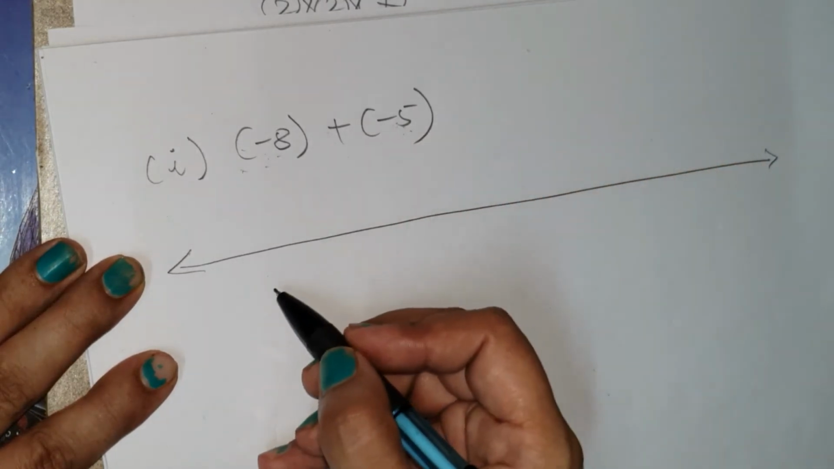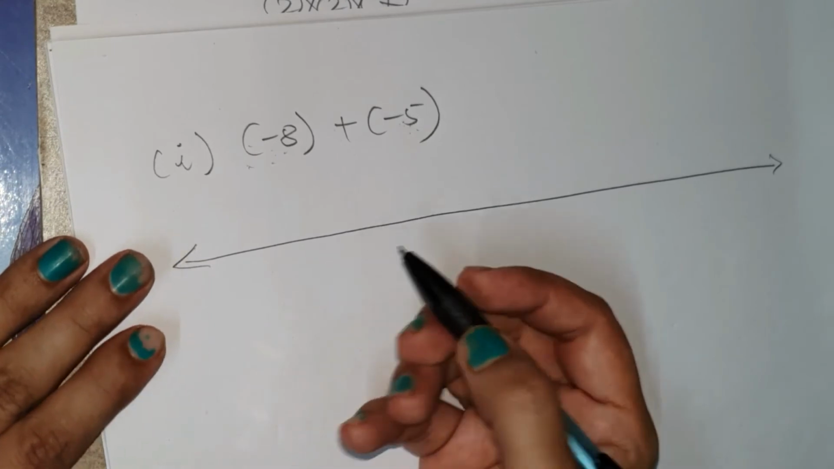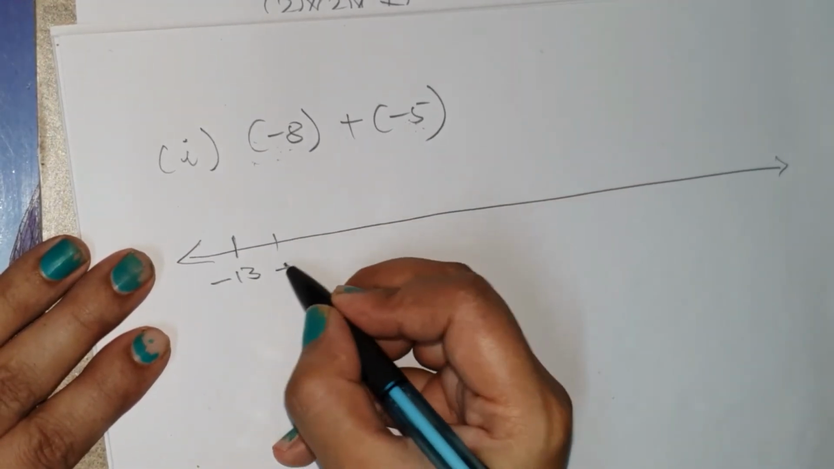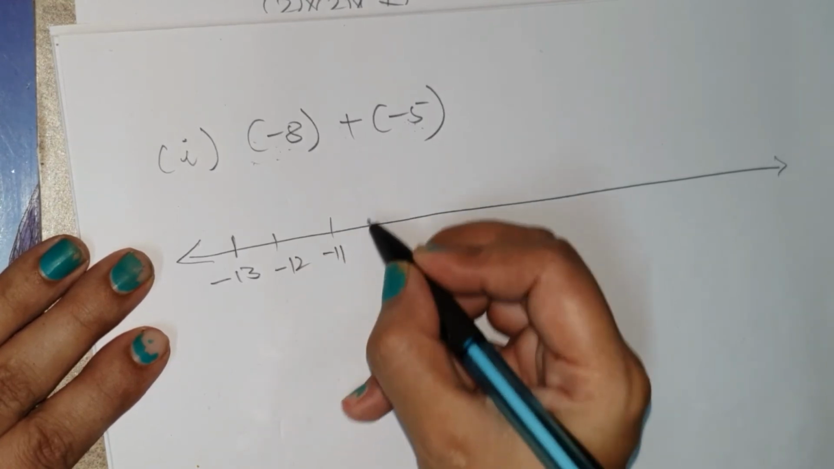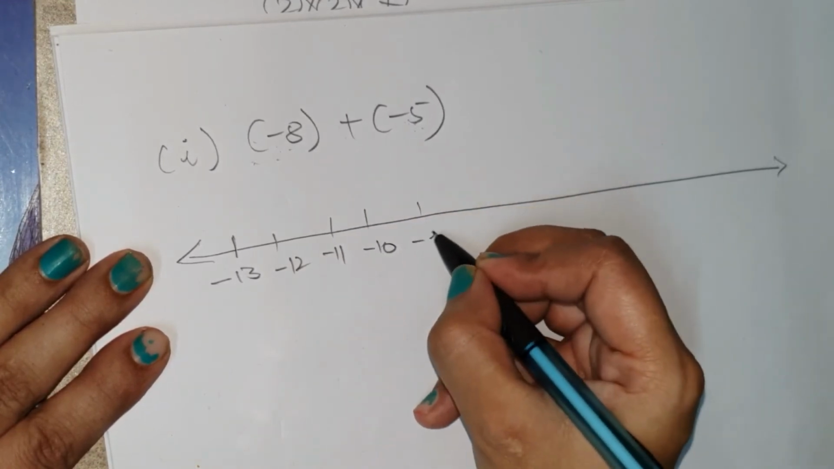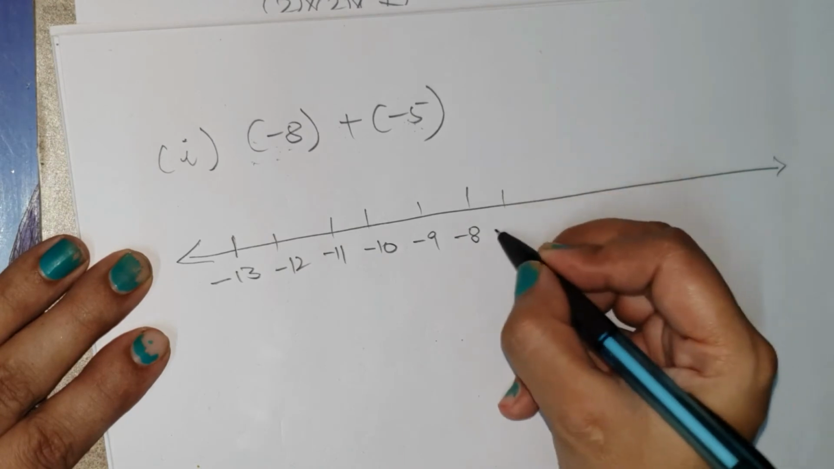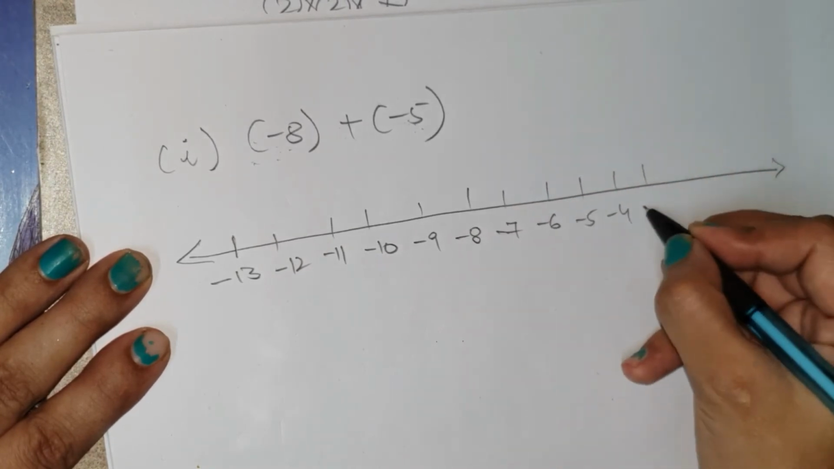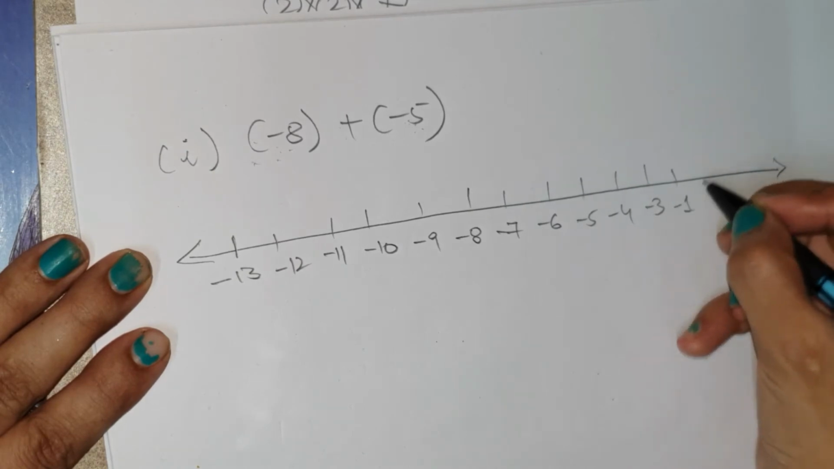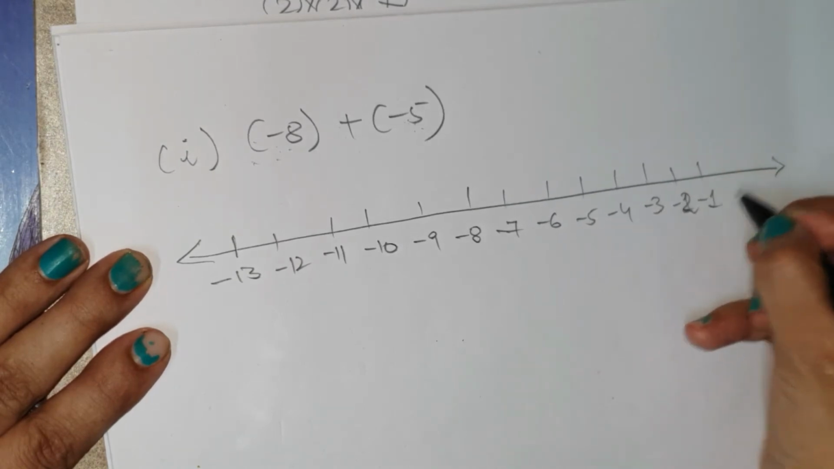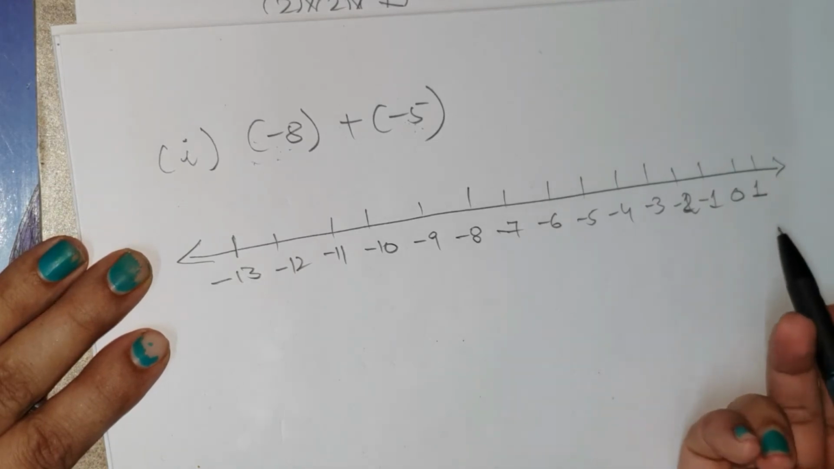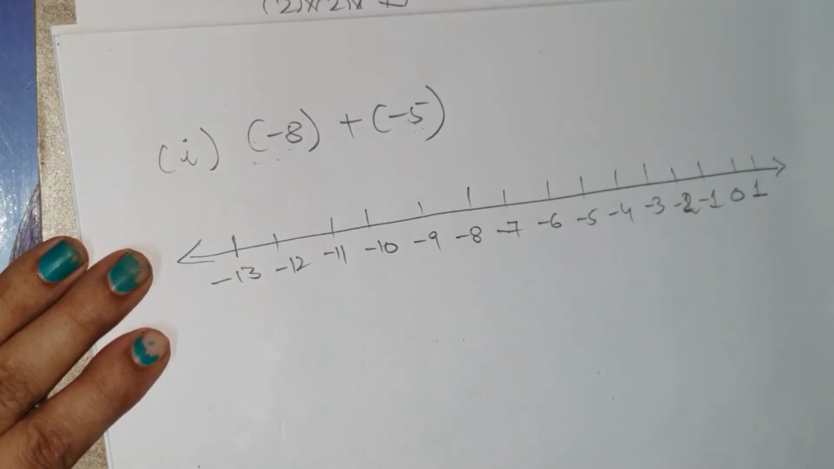So in negative side we need at least till number 13. So we will start from minus 13 only. Minus 13, minus 12, minus 11, minus 10, minus 9, minus 8, minus 7, minus 6, minus 5, minus 4, minus 3, minus 2, minus 1, 0, and then positive side only one space is there, so I have written there number 1 only.